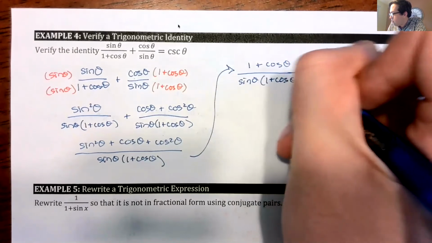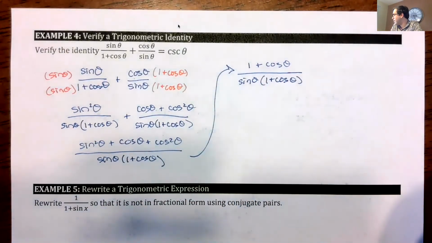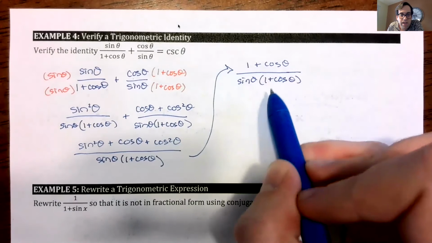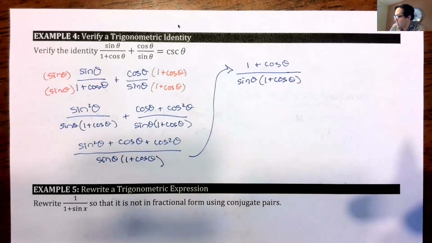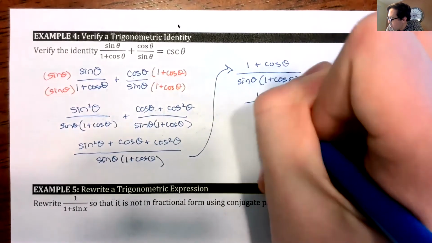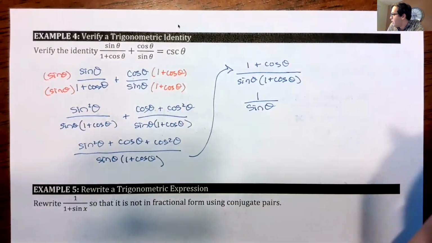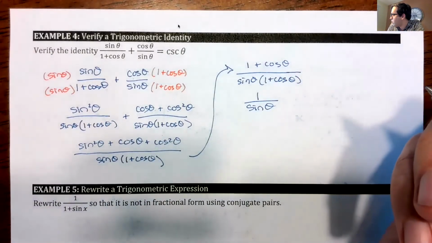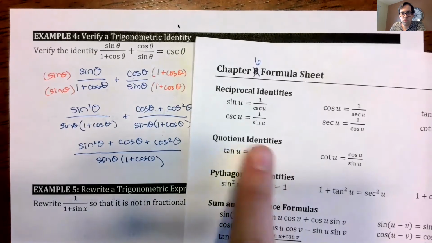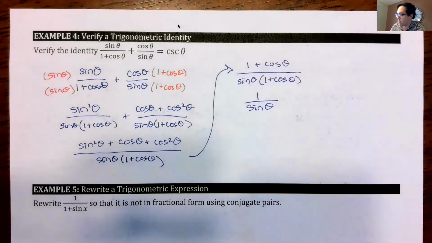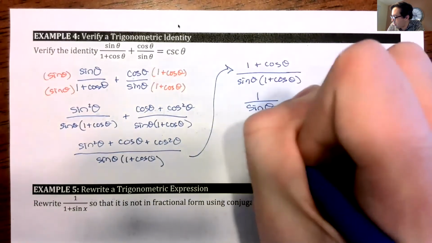But maybe you're seeing where we're headed here. The 1 plus cosine on top and this 1 plus cosine on the bottom can cancel out. So we're just left with 1 over sine of theta. And 1 over sine of theta equals cosecant. So this now equals just cosecant of theta.